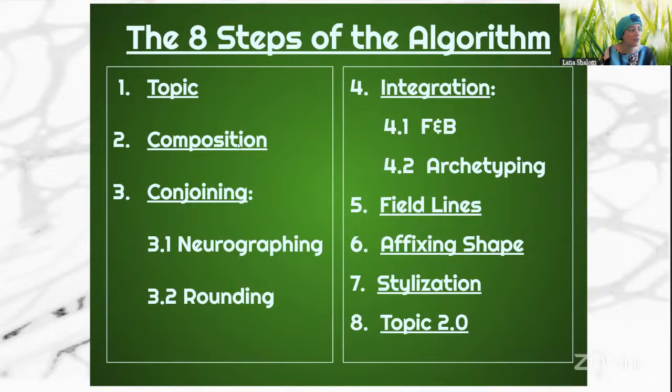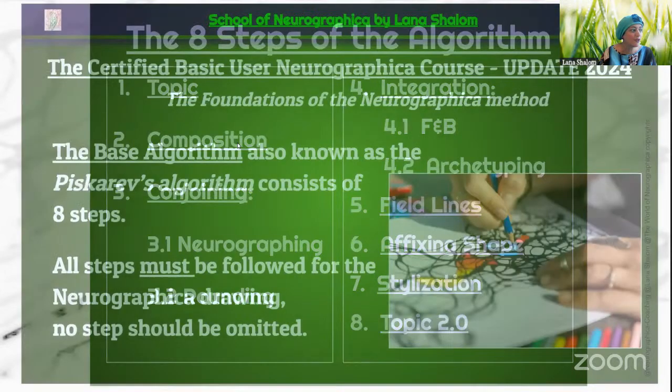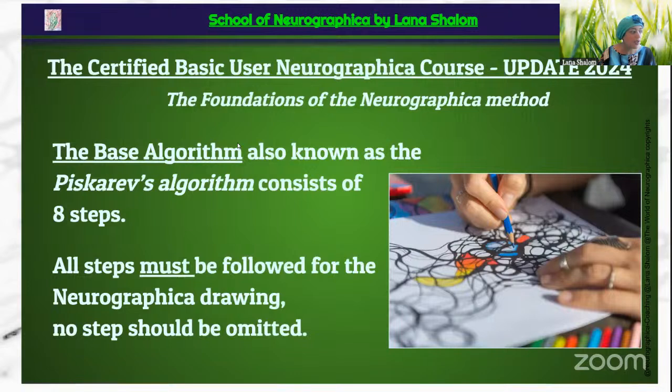Here, let's talk about the base algorithm, also known as the 8 steps of the algorithm. Yesterday, we talked about the first 3 steps. Now, remember the rule. The rule is all 8 steps must be followed for the neurographic drawing. No step should be omitted, and that's one of the major differences between NeuroArt and the true neurographic method drawing. The true neurographic method drawing has people following all steps.